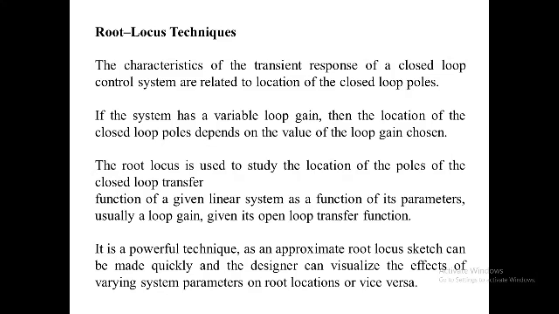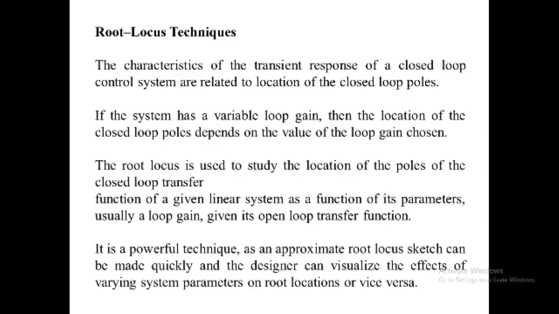The characteristics of the transient response of a closed loop control system are related to the location of the closed loop poles. If the system has a variable loop gain, then the location of the closed loop poles depends on the value of the loop gain chosen. It is important that the designer knows how the closed loop poles move in the S-plane as the loop gain is varied.